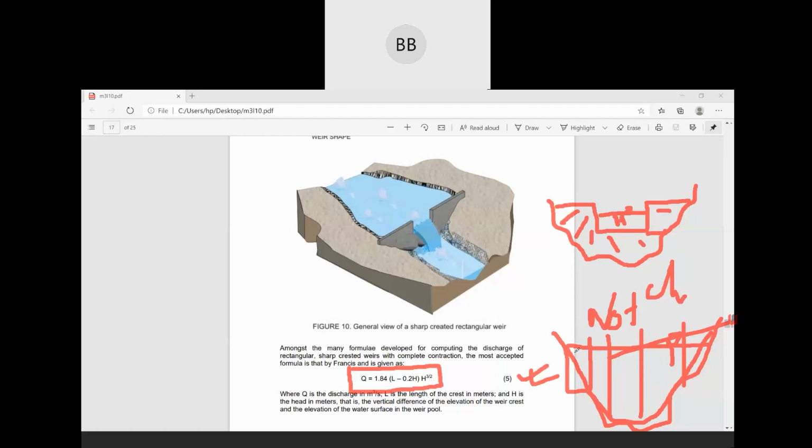So you draw the diagram and write down the equation. After the equation, you also write that Q is the discharge in meter cube per second, L is the length of the crest in meters, and H is the head in meters.